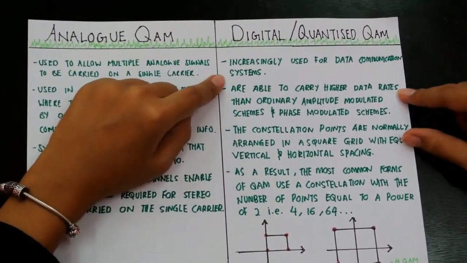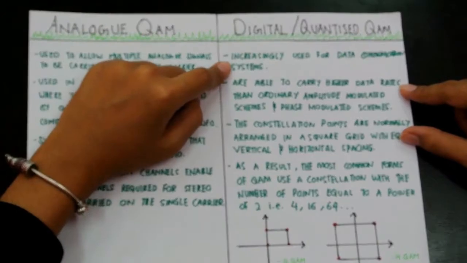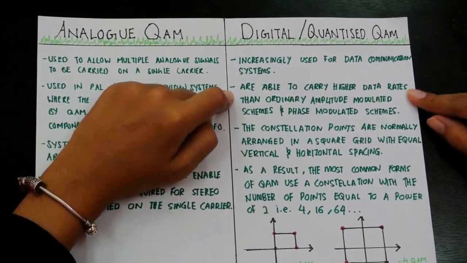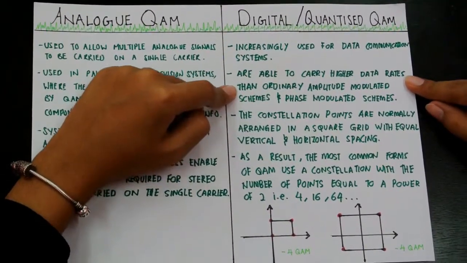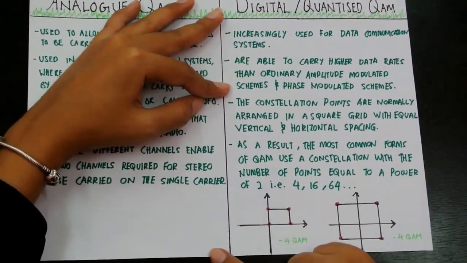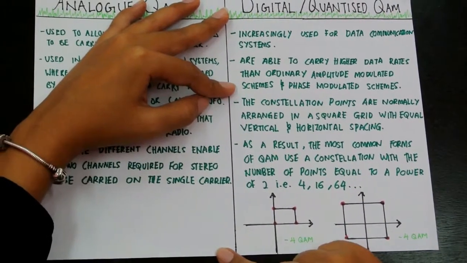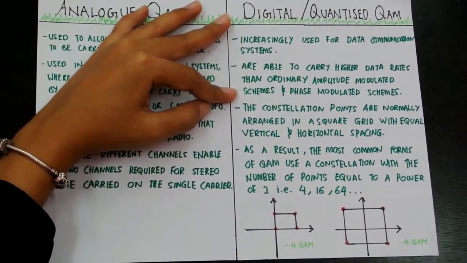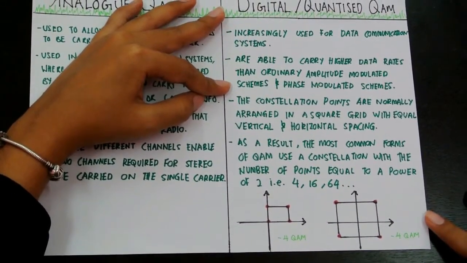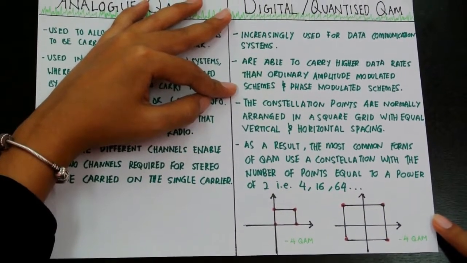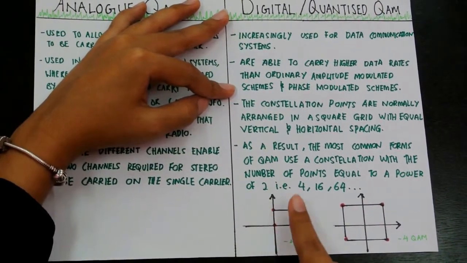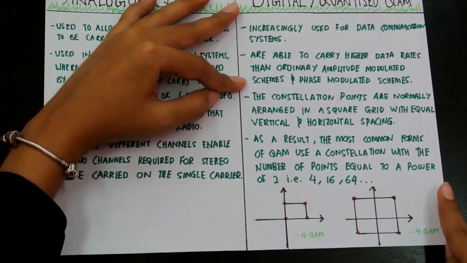Digital QAM is increasingly used for data communication systems nowadays. They are able to carry higher data rates than ordinary amplitude modulated schemes and phase modulated schemes. The constellation points are normally arranged in a square grid with equal vertical and horizontal spacing, as we can see in the drawing below. As a result, the most common forms of QAM use a constellation with the number of points equal to a power of 2, for example, 4, 16, and 64.